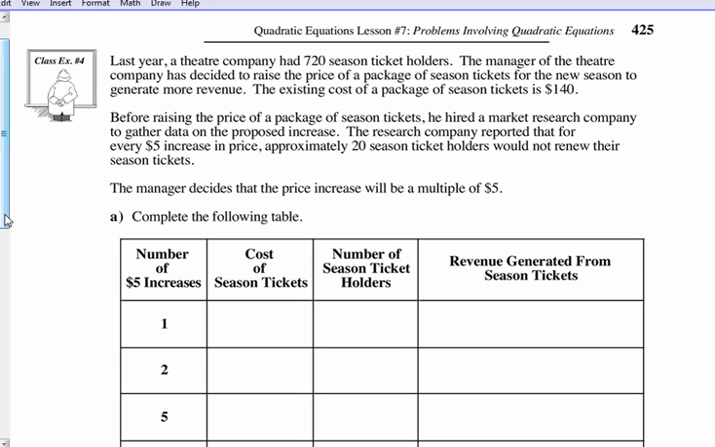So here's the problem. The existing cost is $140. Before raising the price of the package, he hired a market research company to gather data on the proposed increase. The research said that for every $5 in price that they increase, they're going to lose 20 season ticket holders. So the manager decides that the price increase should be multiples of 5. So 1 multiple of 5, 2 multiples of 5 would be $10, 3 multiples of 5 would be $15. So let's complete the following table. Let's generate some data.